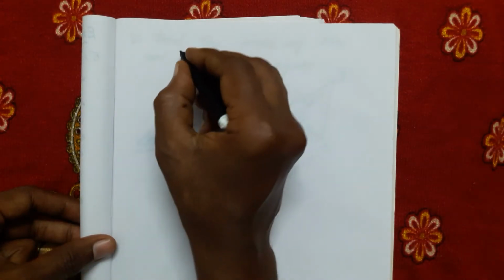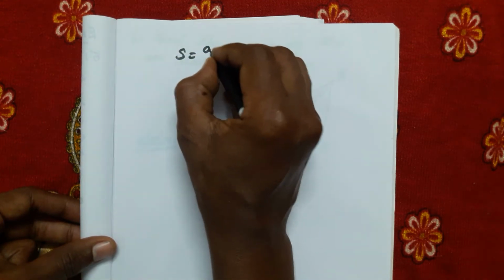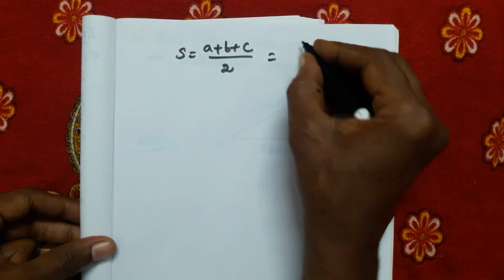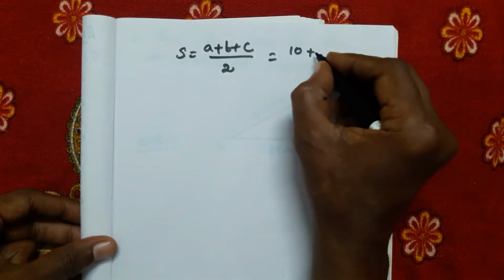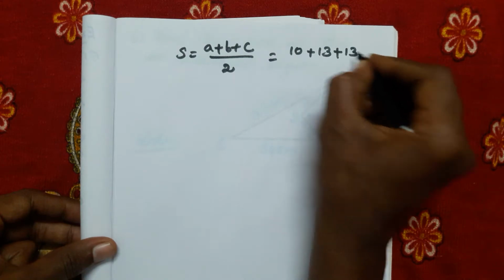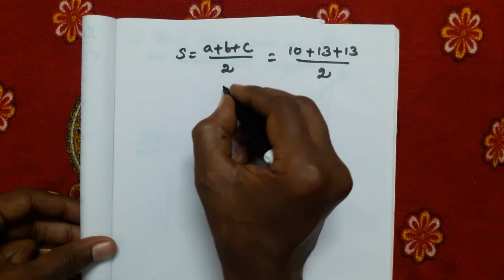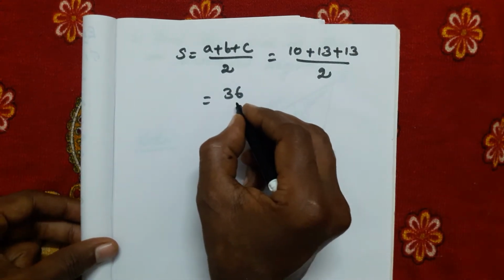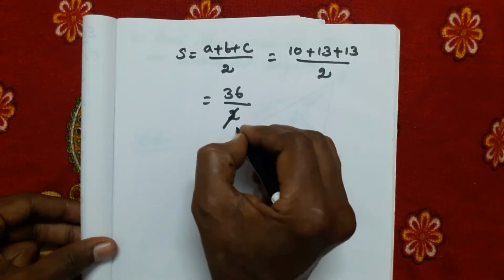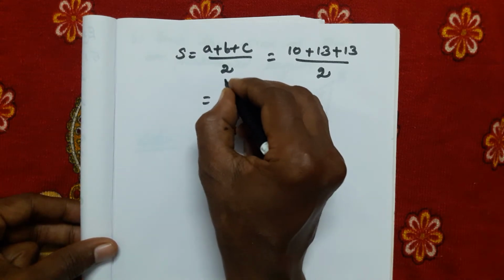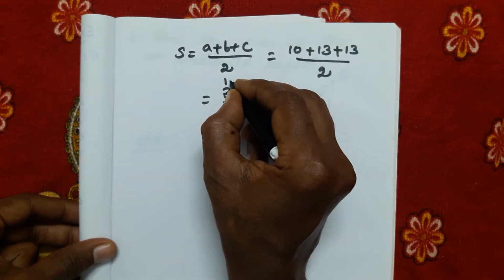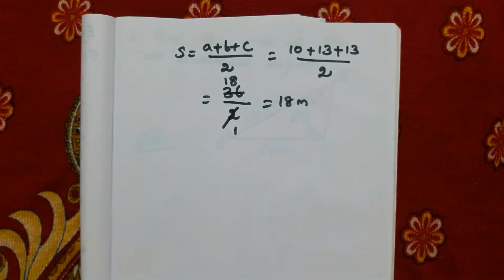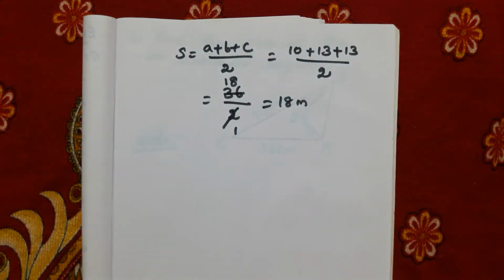Next, what is S? S is equal to A plus B plus C by 2. It's equal to 10 plus 13 plus 13 by 2, which is 36 by 2. So S is equal to 18.